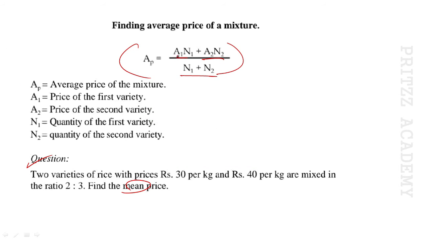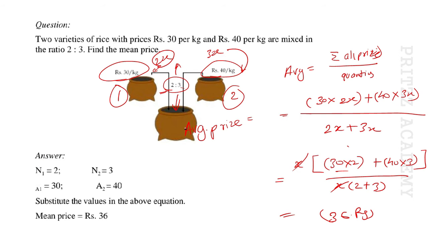Okay, so here A1 is the price of the first variety, A2 is the price of the second variety, and N1 and N2 are the quantities. Okay, and AP is the mean price. So now the question is, it's okay if they ask us to find the average price, we can find it with this logic. But what if they ask for the ratio, at what ratio we have to mix the two quantities for the mean price?